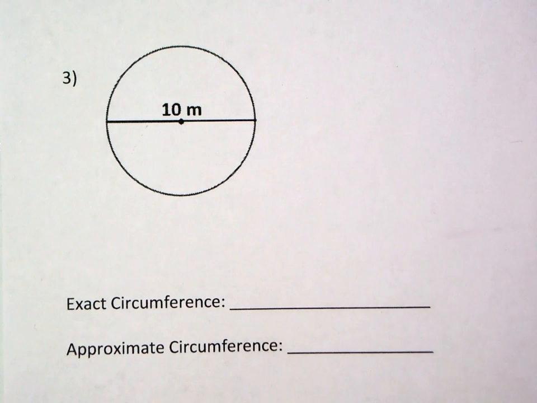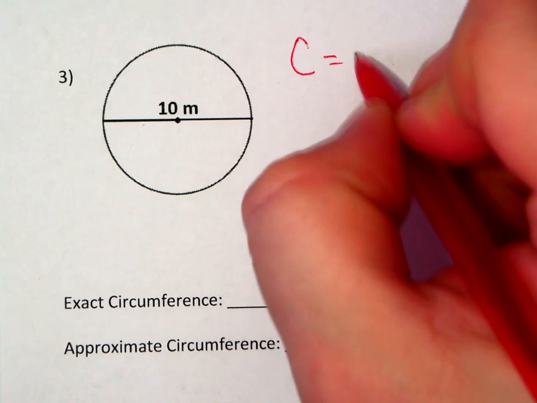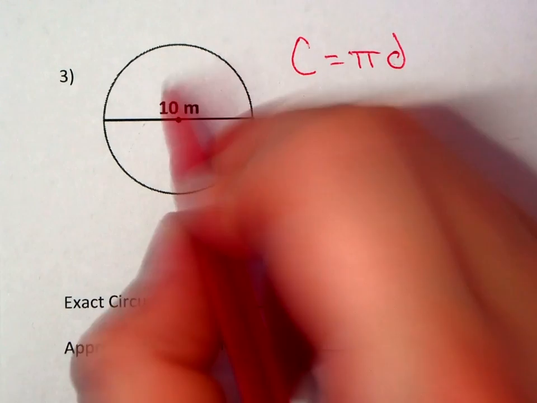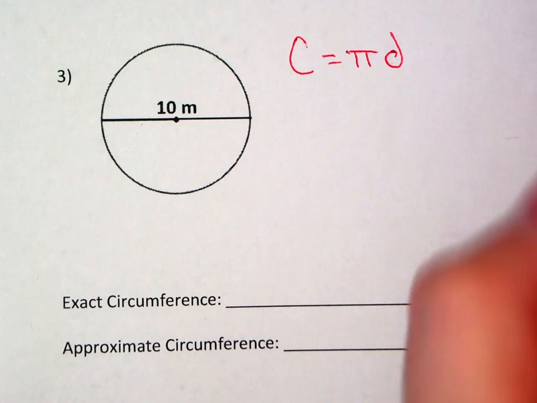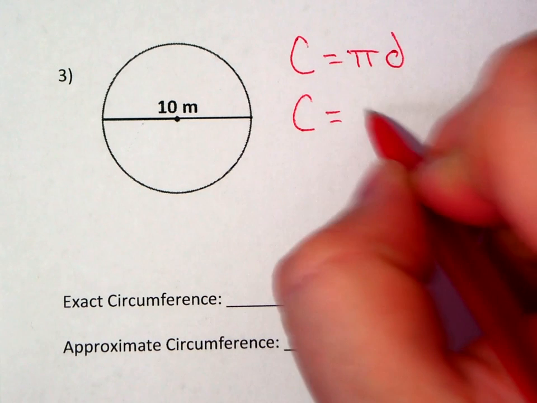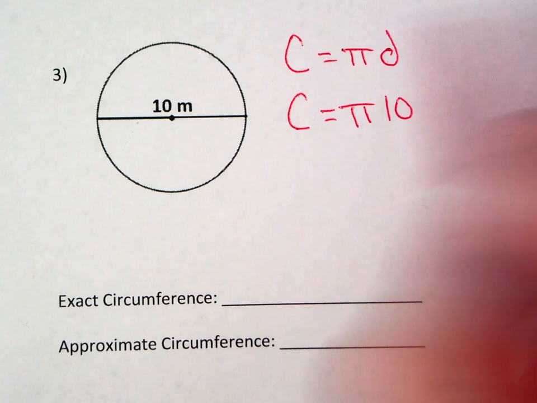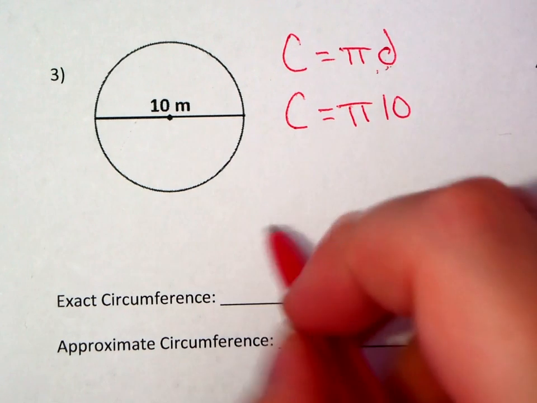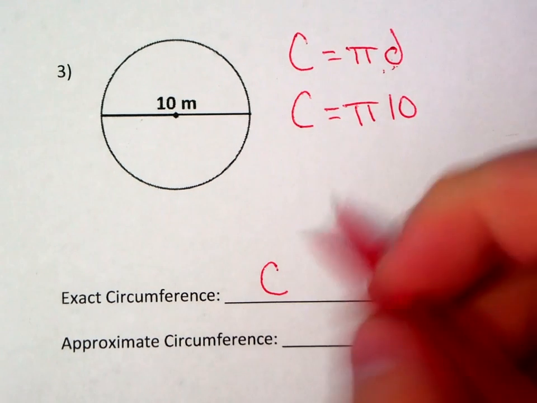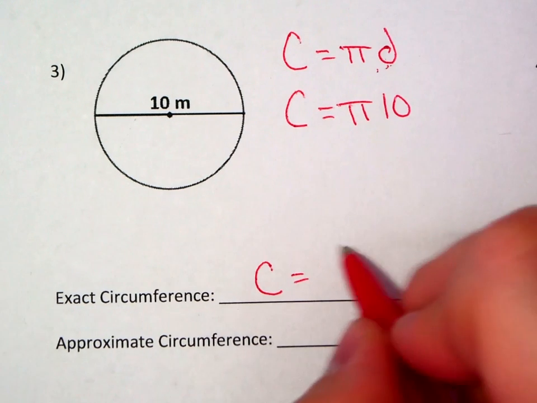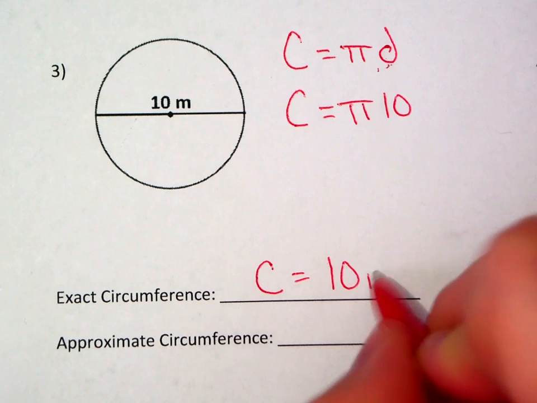Again, let's go ahead and do number 3 together because this time we're given a line all the way across the circle. So C equals pi d. I'm already given the diameter is 10 meters, so C equals pi times 10. I don't have to do anything with that number in this instance because I'm already given the diameter. So I'm going to write it down here in my exact circumference, putting pi at the end of the statement. So C equals 10 pi.